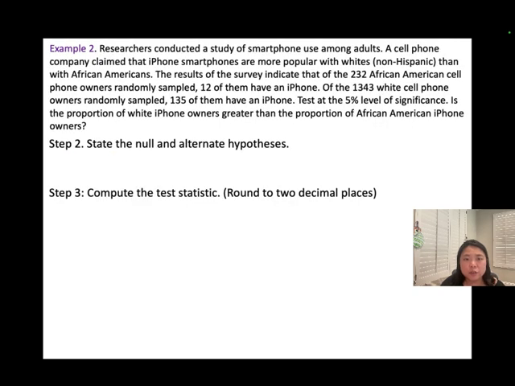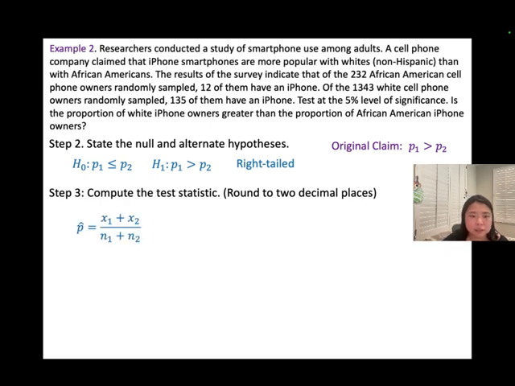Okay, now state the null and alternate hypotheses. First, state the original claim. They want to see if the proportion of white iPhone owners is greater than the proportion of African American iPhone owners. So you have P1 greater than P2, and that would be your alternate hypothesis. The null hypothesis will be the opposite of this. And we'll be working on a right tail test.